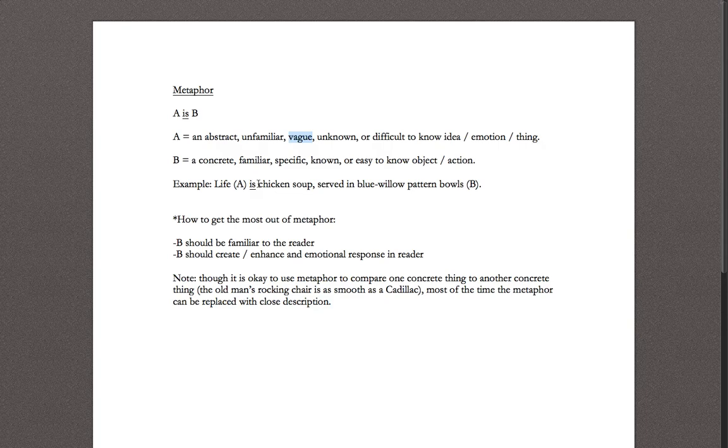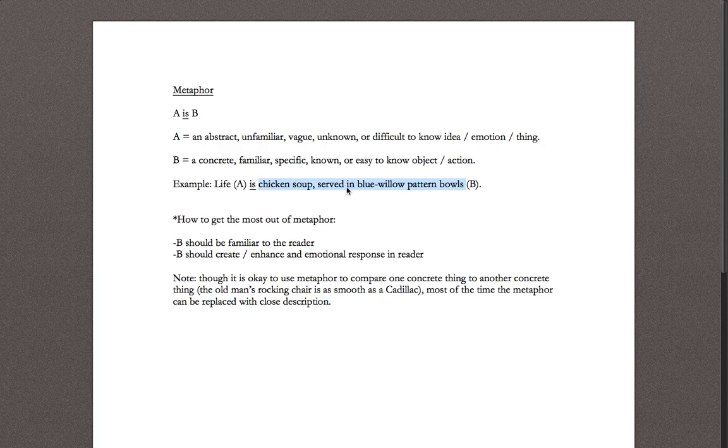But then we get the B part. And this is the thing that is familiar, or it's concrete, or it is known or easy to know. And the B in this case is chicken soup served in blue willow pattern bowls. Just to even explain this idea of whether it's known or easy to know, if we don't know chicken soup, which most people do, we know some other kind of soup, and we understand certain characteristics about it. Maybe we know chicken soup, but we've never been served chicken soup in a blue willow pattern bowl. But still, it's an easy to know concept.